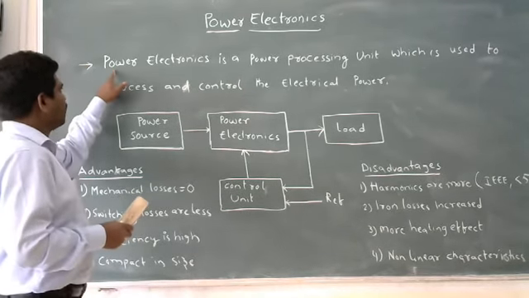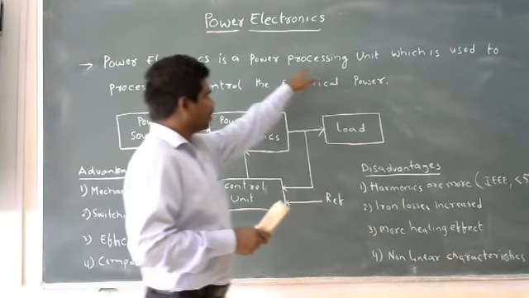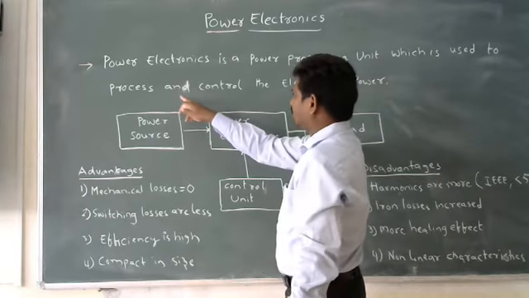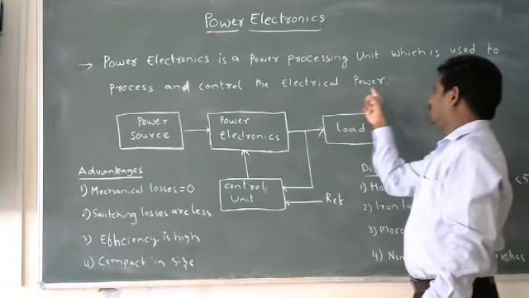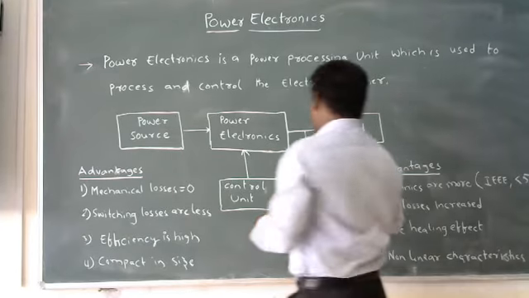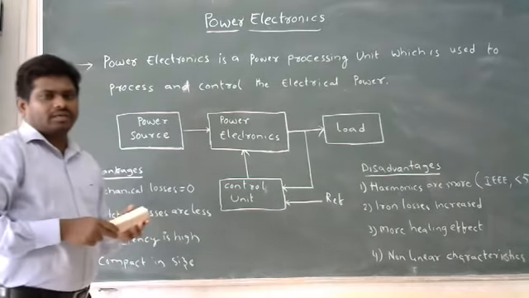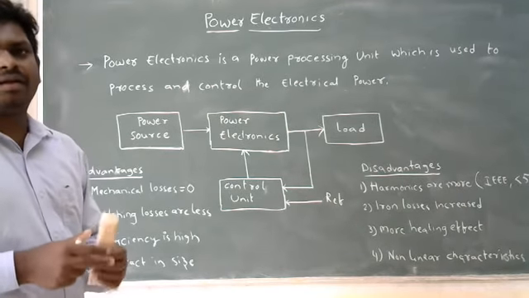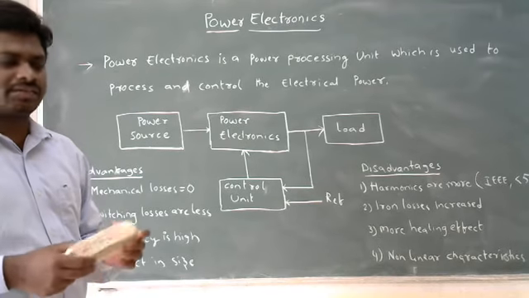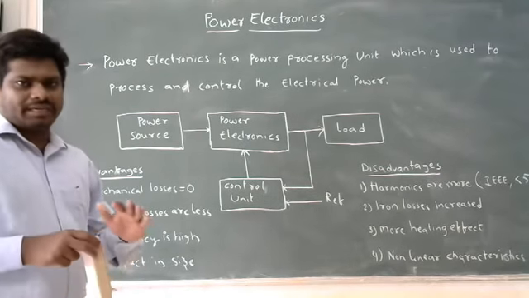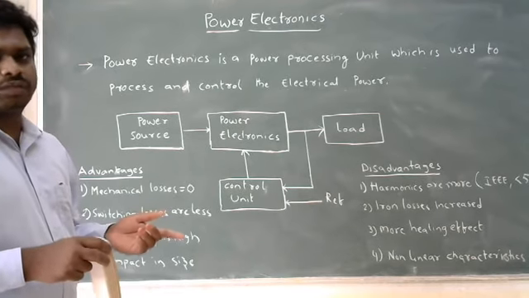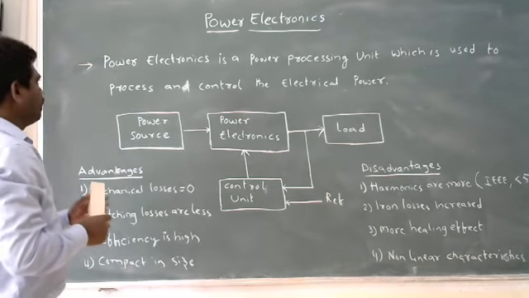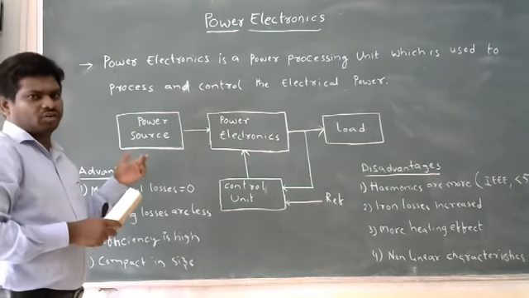Power electronics is a power processing unit which is used to process and control the electrical power. I already gave the details about basic signal level electronic circuits and power level electronic circuits in the last class, so I am not repeating that. I am directly going to the power handling electronics, and that is why this is called power electronics.